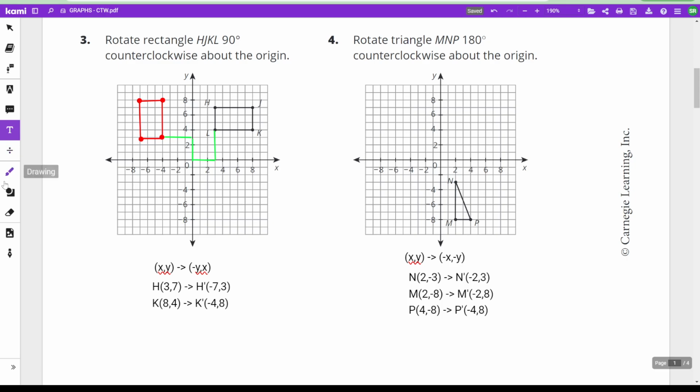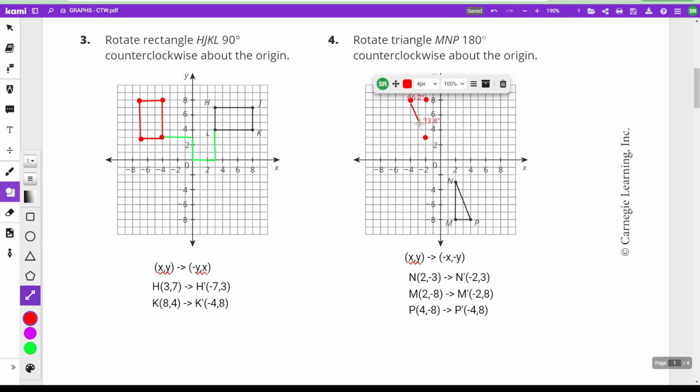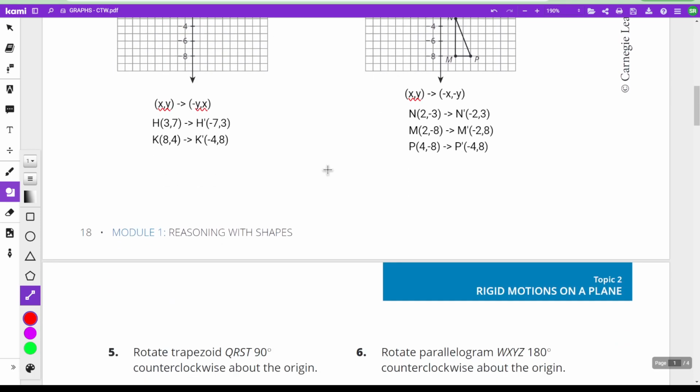Okay, so now let's go ahead and plot those and see what this looks like. Negative 2, 3 is located here. Negative 2, 8 is located there. And negative 4, 8 is located here. Awesome. So let's go ahead and connect these points, see what we get. So now we've rotated triangle NMP 180 degrees counterclockwise about the origin. This is the coordinate notation for that transformation. This was the coordinate notation for a 90 degrees counterclockwise transformation.